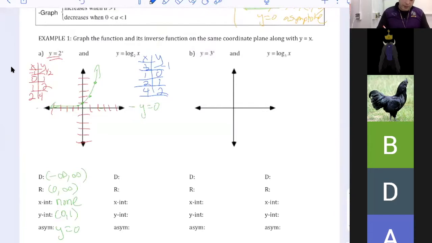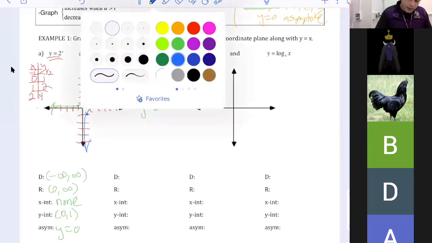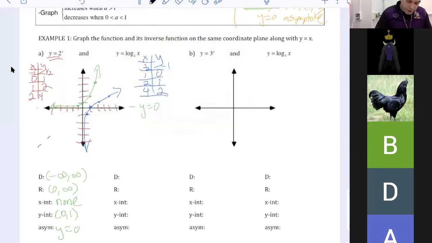Now here's what the graph looks like. 1/2, negative 1. 1, 0. 2, 1. 4, 2. And I want to show you guys this. Y equals x, remember, that's the line of symmetry for inverse functions. And if you look at these two functions, they're mirror images of each other along the line y equals x, right? I'm not trying to say I've got mad graphic skills. I'm just saying, look at it, they are, right?